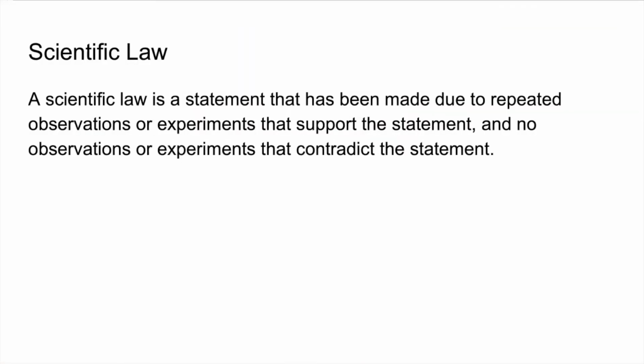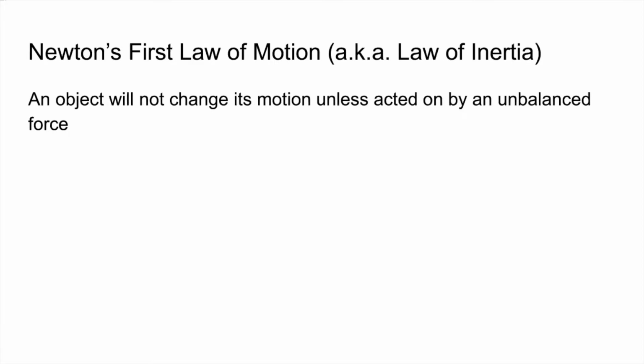Before we get into Newton's 3 laws of motion, first you should know what a scientific law is. A scientific law is a statement that has been made due to repeated observations or experiments that support the statement, and no observations or experiments that contradict the statement. So it's possible that someday a scientific law could be disproved if somebody finds an observation or experiment that contradicts the statement, but a statement being a scientific law means that to date, nobody has found any observations or experiments that contradict the statement.